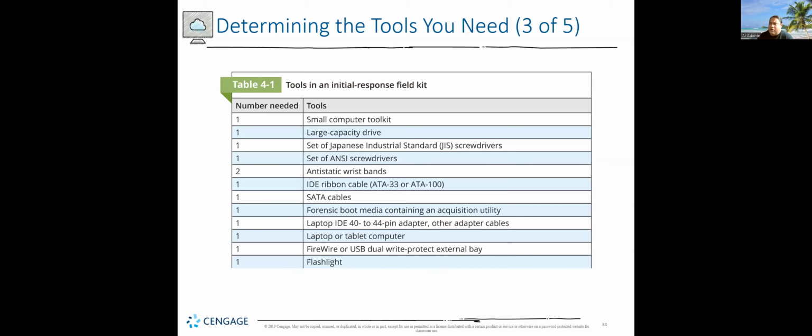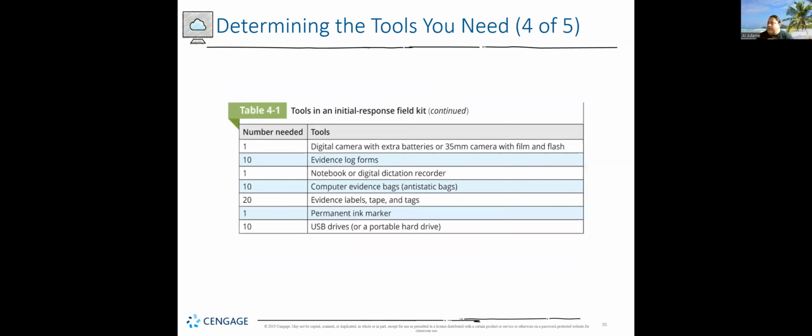Laptop or tablet computer, yeah, you're going to need a laptop personally. Don't take a tablet, it's going to be kind of limited. Just have a working laptop, like a workhorse laptop for that kind of thing. FireWire or USB dual write protection external bay, yeah, you would have that. A flashlight, which I mentioned earlier in the initial kit, you would have an extra one. This is the other part of the table.